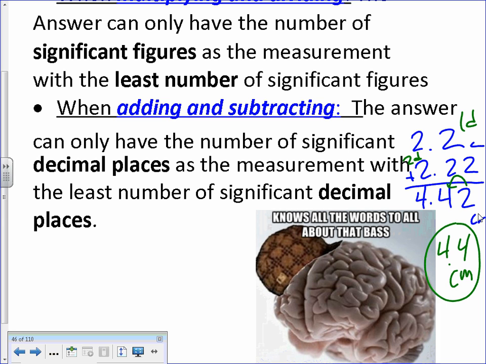So same thing, 2.2 times 2.0. Let's go 2.00 here. Let's do 2.2 times 2.00. What is that?